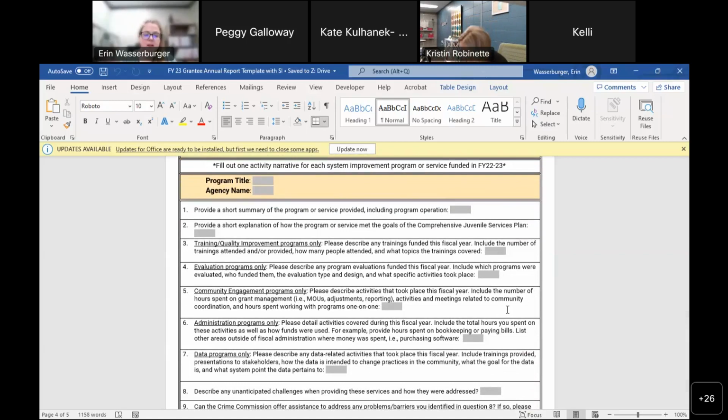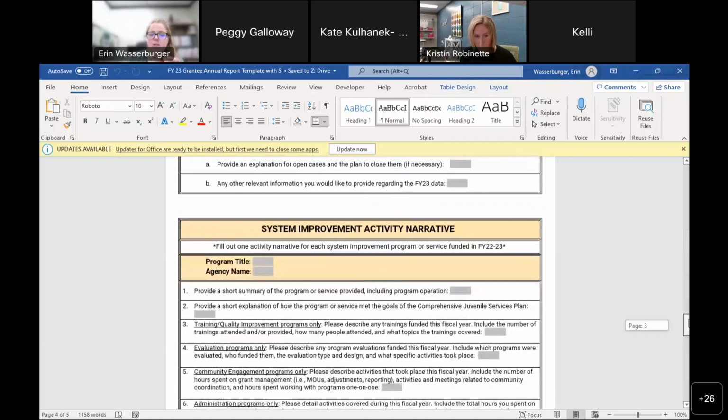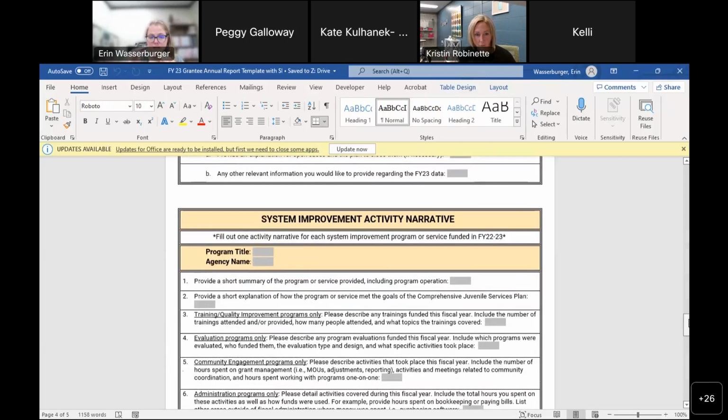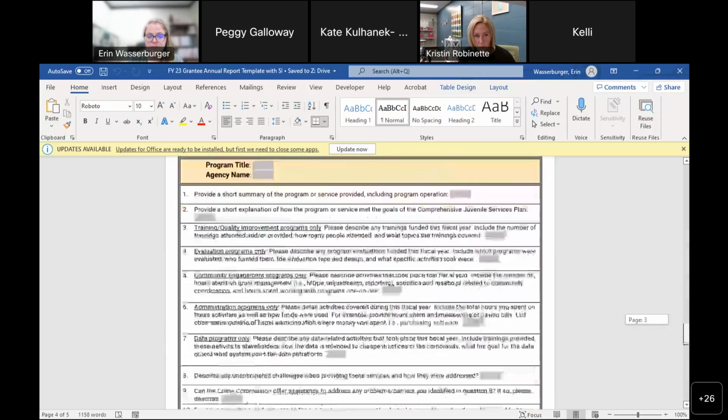You'll note that questions 3 through 7 are underlined and it says a specific program type and then only. So if you were a county who funded a training program only, you would fill out the information right here, and then you can just put NA in the rest of these so that we know which program type it was. If you fund more than one system improvement program or service, we need to see a separate narrative down below. Don't try to squish it all into one.